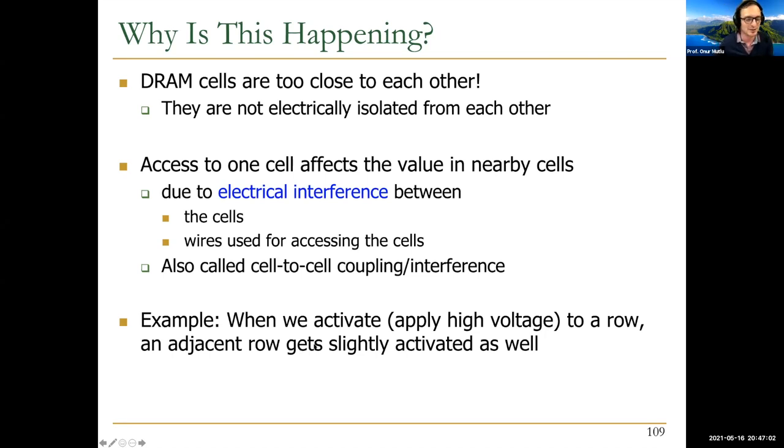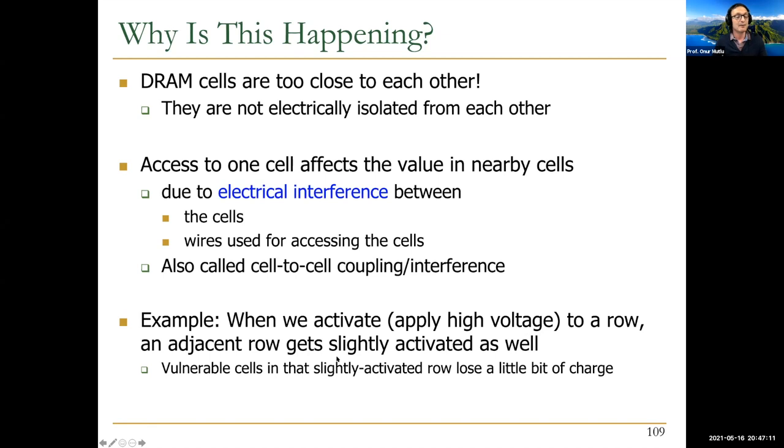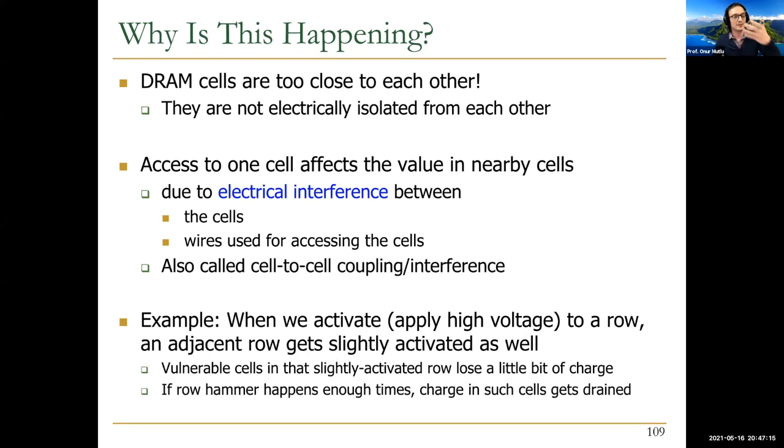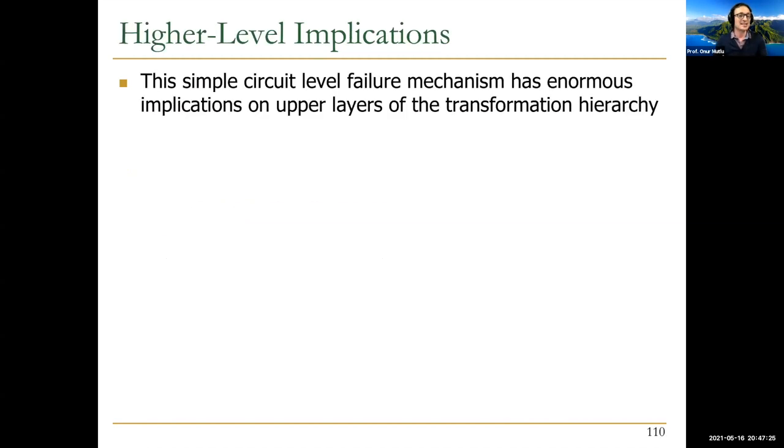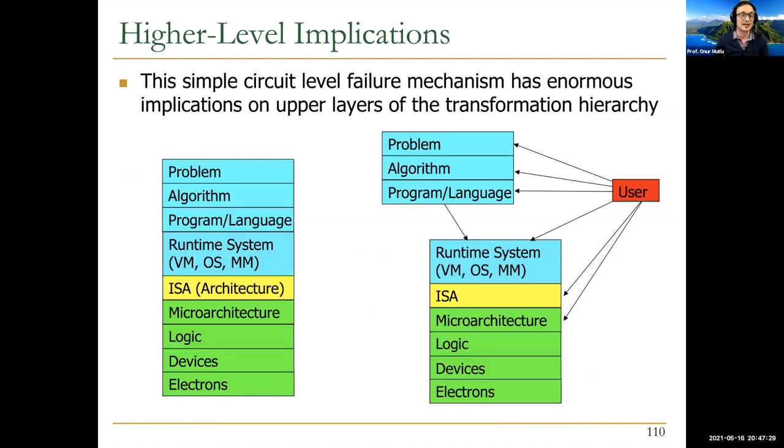There are multiple effects that go into it actually. It's very complicated because modern DRAM is very, very small. But when you apply high voltage to a row, an adjacent row gets slightly activated as well. And vulnerable cells in that slightly activated row lose a little bit of charge. If you do this hammering enough times, charge in such cells gets drained. Of course, if you can fit enough hammerings within a refresh interval. Okay, but basically the simple circuit-level failure mechanism has huge implications on upper layers of the transformation hierarchy.